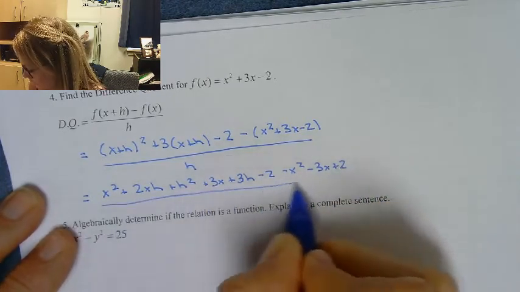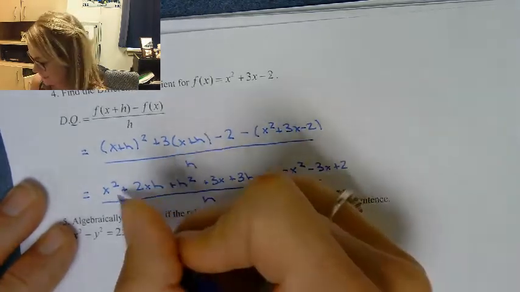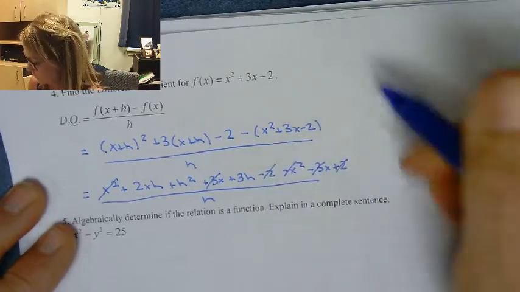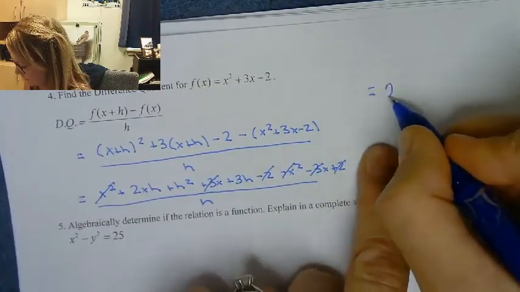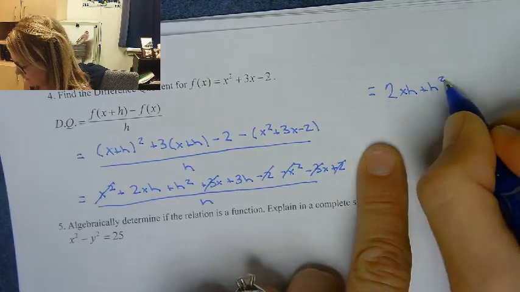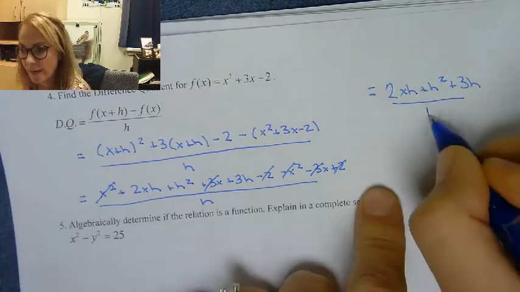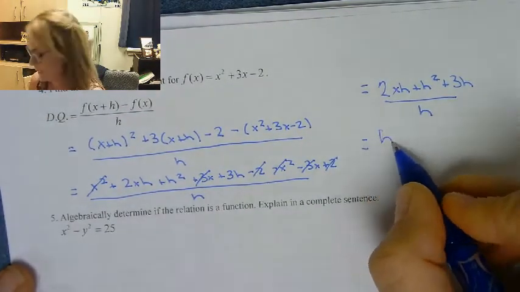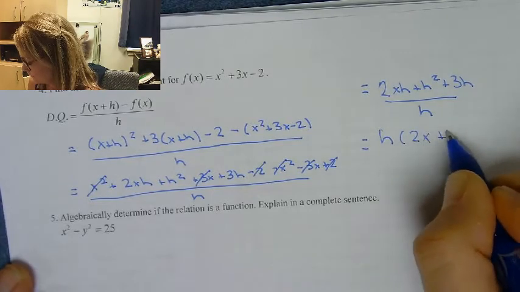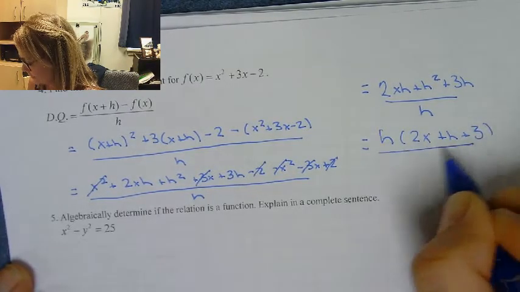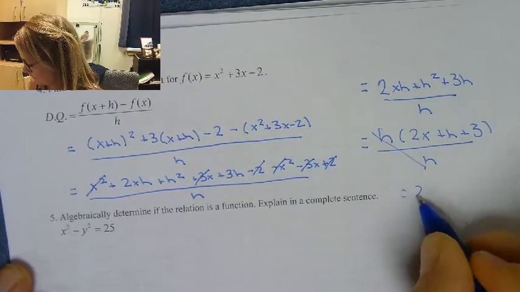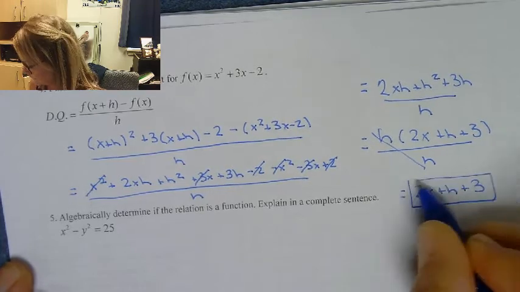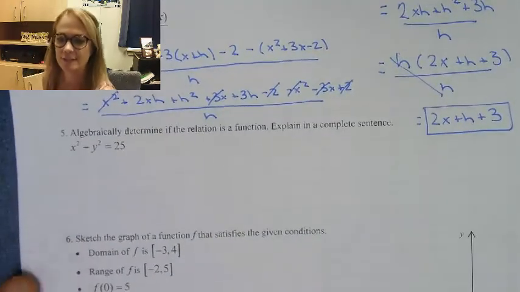And we are going to hope that we get lots of cancellations because that is the nature of the difference quotient, and we indeed do. So we are left with 2xh plus h squared plus 3h. And what do we always want to do in a situation like this? We want to see if we can factor and cancel, and we can factor out an h. And when we factor out an h, we are able to arrive at the simplest form of our difference quotient, which is this.